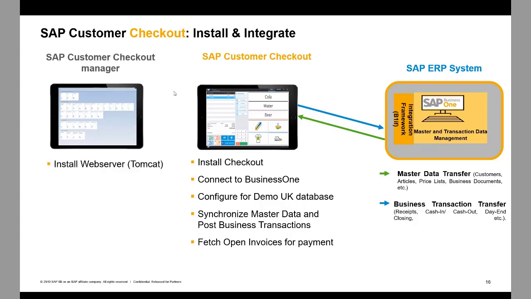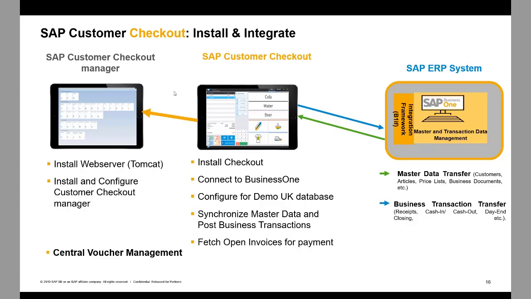For Customer Checkout Manager, we installed the Tomcat, we installed Customer Checkout Manager and configured Customer Checkout Manager. And then we used two functions which are used across Customer Checkout Manager and Business One. One such topic was Central Voucher Management. Another such topic was Loyalty Management for Business One customers.